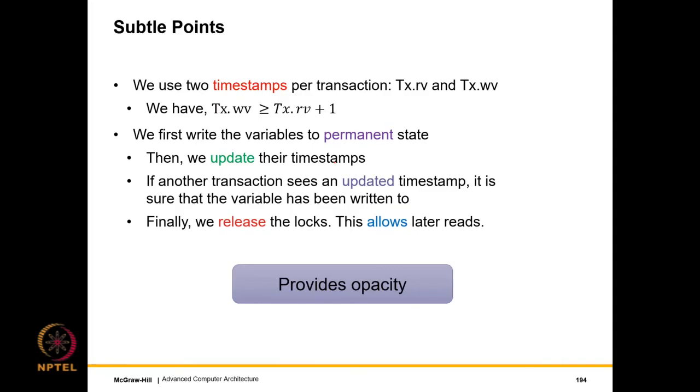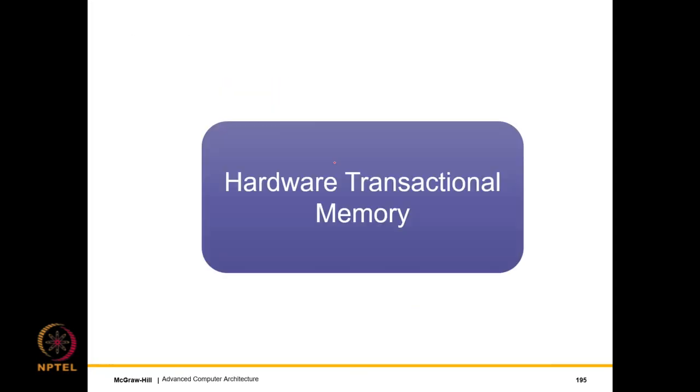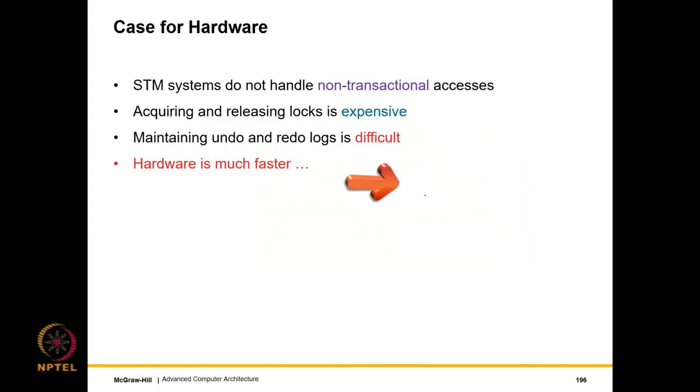So now we will discuss hardware transactional memory, as you can see. Hardware transactional memory's main advantage would be that it will not use locks. So let's now make a case for hardware. STM systems do not handle non-transactional access. The reason being that these accesses are not instrumented, so we have not been replacing them with function calls. That's the reason non-transactional accesses, even though they can cause a lot of trouble, data races and so on, are not handled.